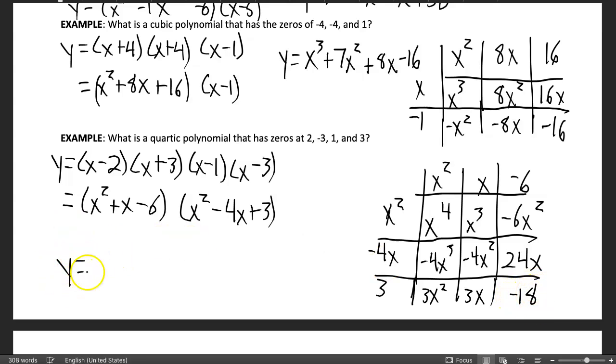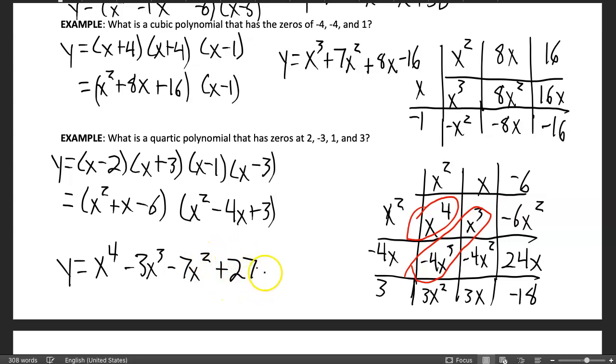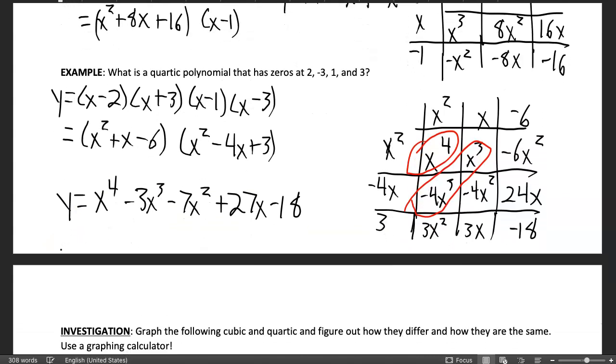And now we have to combine our like terms, which coincidentally for this one are our diagonals. So we can just do our diagonals for this. So we'll have x to the 4th. We have x cubed minus 4x cubed, so minus 3x cubed. We have 3, -4, and -6 for x squared. So we have -10 plus 3, or minus 7x squared, plus 27x minus 18. So this is how we solve, finding just our zeros.